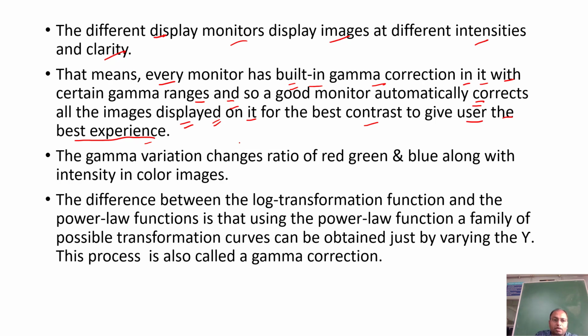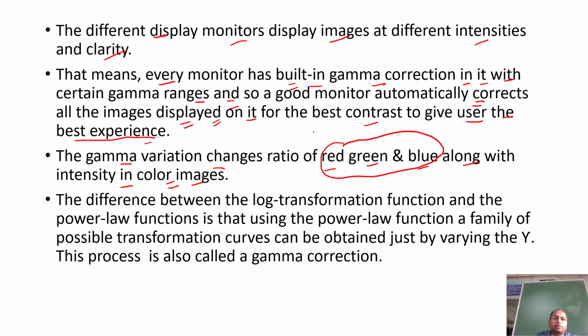Okay. Gamma variations change the ratio of the red, green, blue colors, right, along with the intensity in color images. Okay, so gamma variation is going to change the ratios of these three colors, along with the color intensities of that particular image, and because of that, we say that this display's picture clarity is better than the other displays' picture clarity, right?